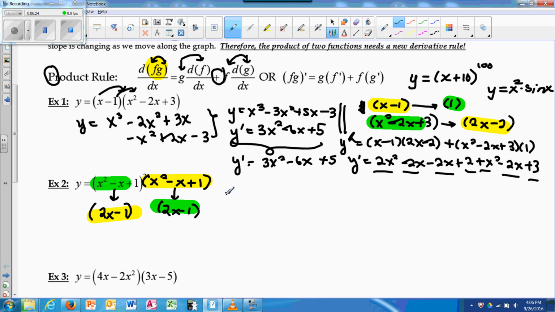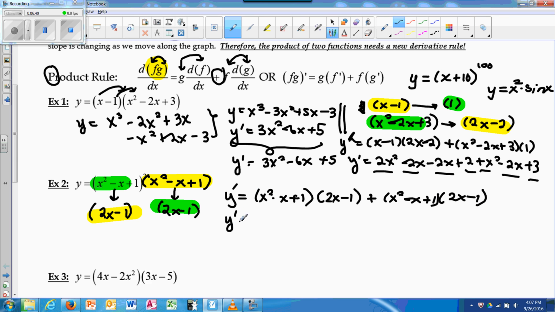So we're crossing them over to get each other's derivative. So I have y prime equals the first term times the second derivative plus the second term multiplied by the first term's derivative.